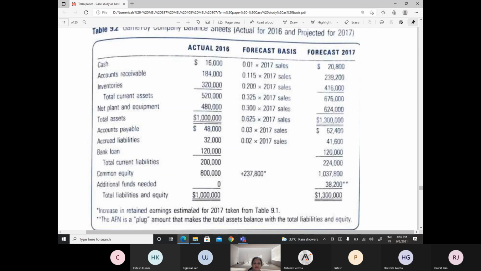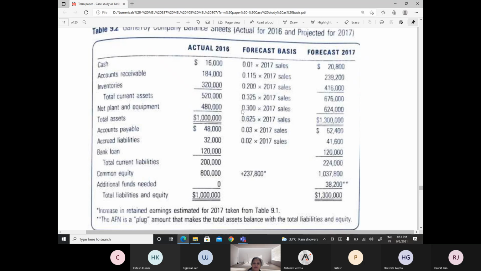This is the actual data given for 2016, and for forecasting the basis, we have again taken all of this as a percentage of sales. So cash has been 1% of the 2016 sales, so it will be 1% of 2017 sales. So this is the projected cash. Accounts receivables have been 11.5% of sales, so we use the same ratio to forecast accounts receivables. Inventory will also move with the same ratio of 20%, so that will be 416,000. Total current assets will continue to remain at 32.5%, which is nothing but these three added together.